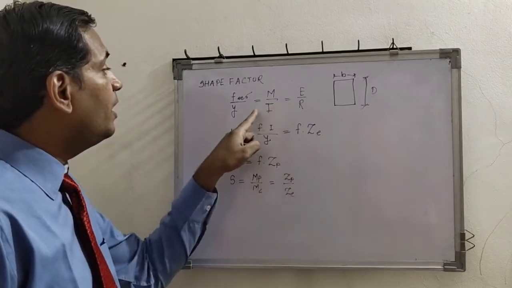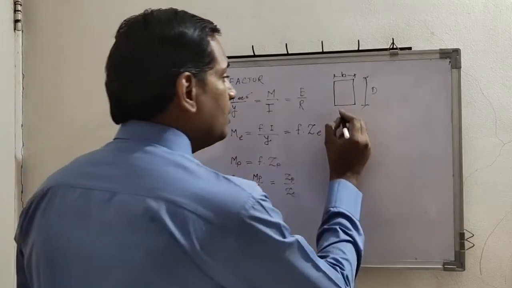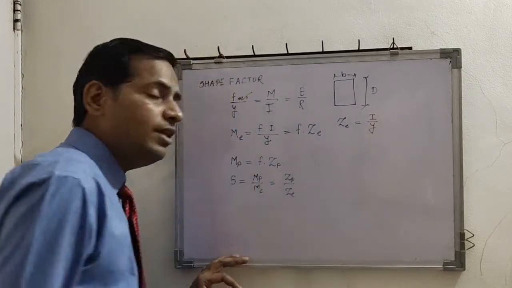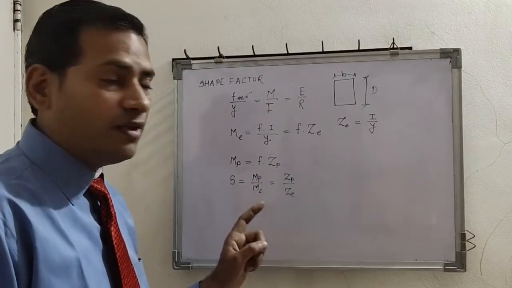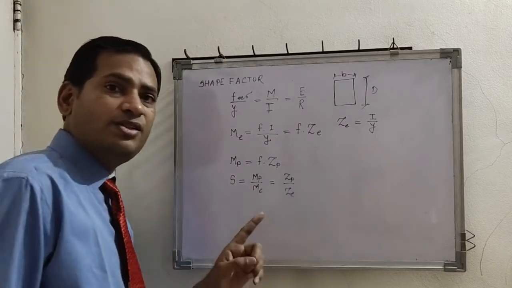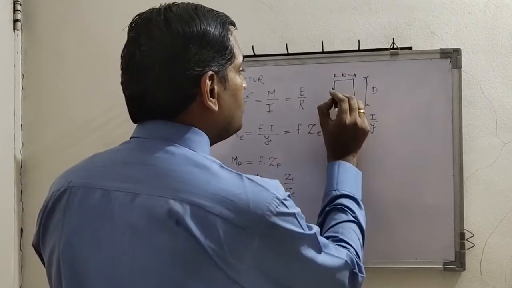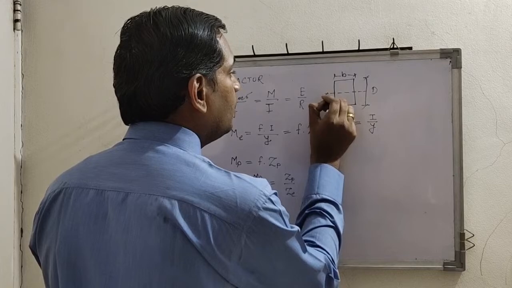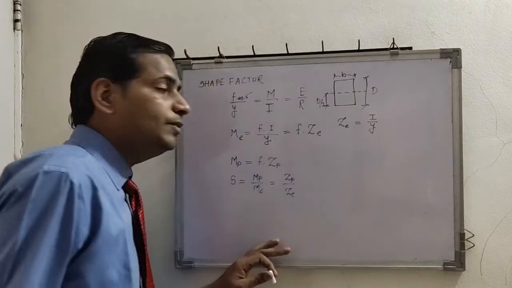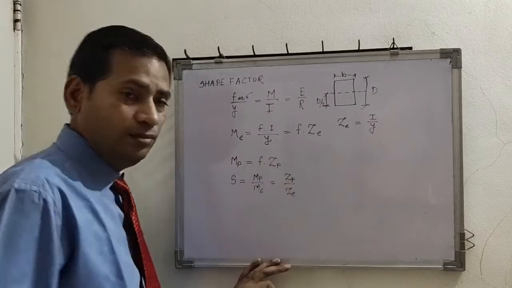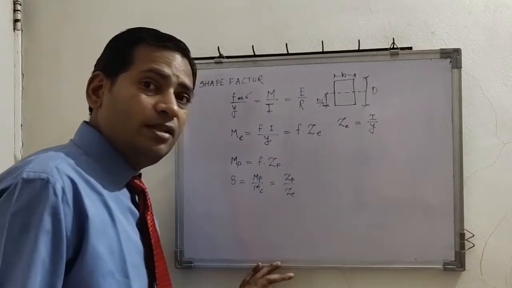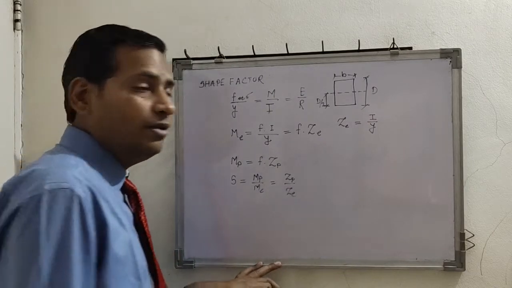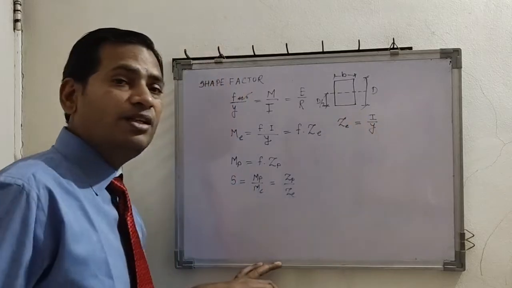ZE is equal to I upon Y. Now what is Y? Y is the distance of the extreme fiber stress from the neutral axis. Where is the neutral axis for a rectangular cross section? It is exactly at half the depth of the beam. So our Y value is D by 2. What will be I? Moment of inertia of a rectangular cross section is bD cube by 12. So we shall substitute both these values in this ratio.